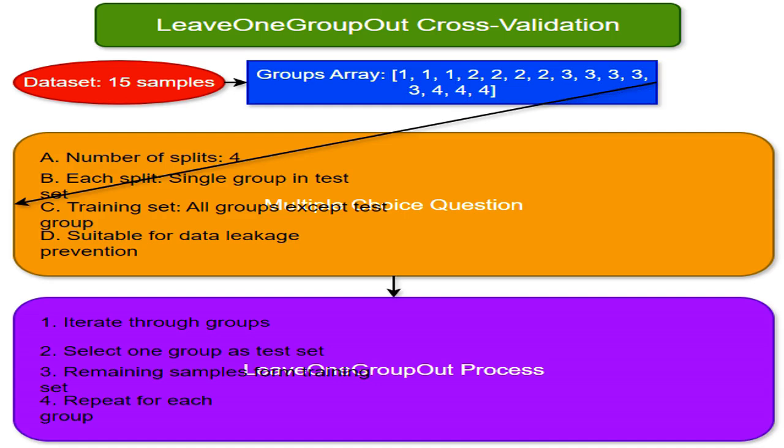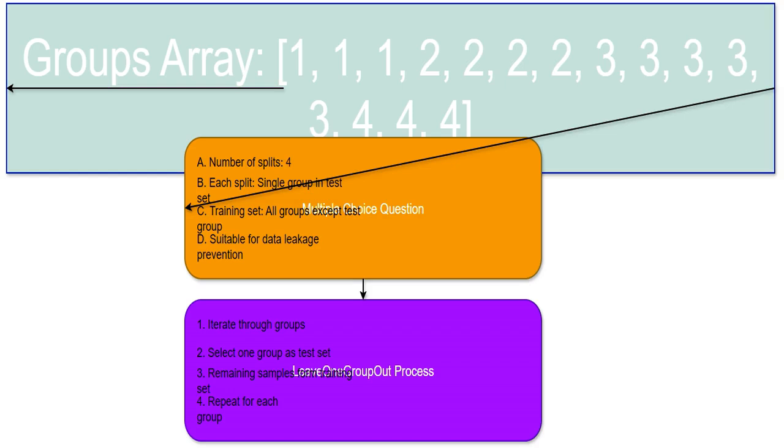We have 15 data points, which are divided into groups. This array shows how our 15 samples are organized into 4 groups. The numbers represent which group each sample belongs to. For example, the first 3 samples belong to group 1, the next 4 belong to group 2, and so on. This is crucial for LeaveOneGroupOut because it will work on these groups.